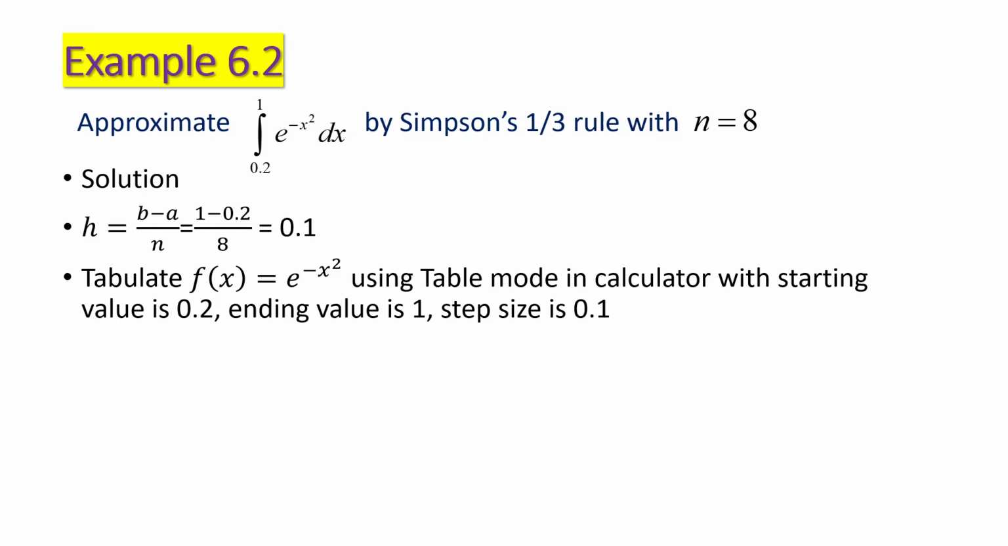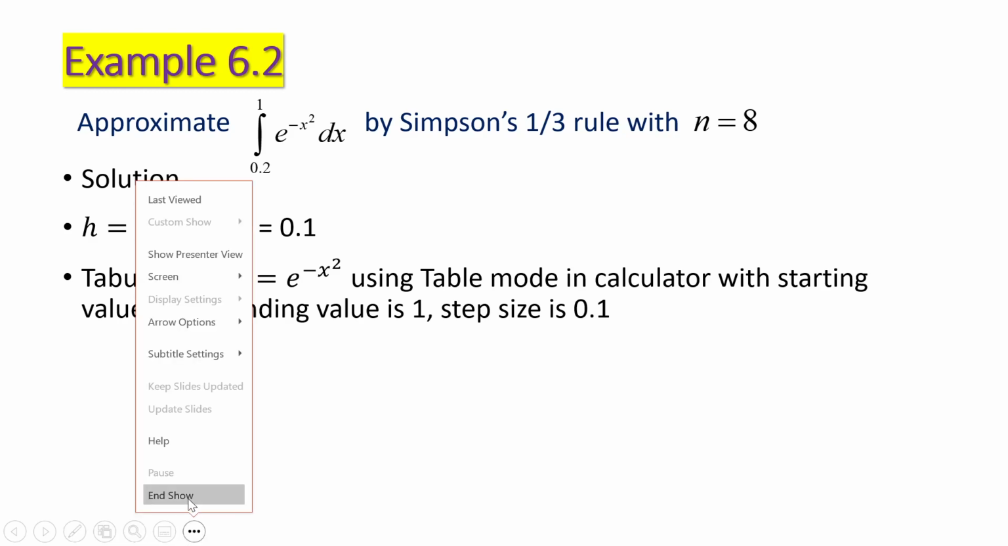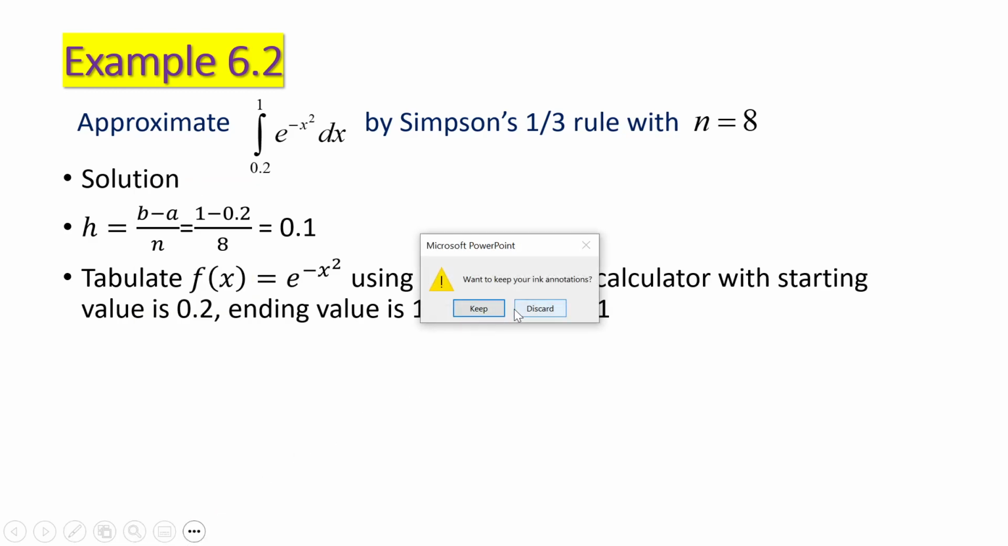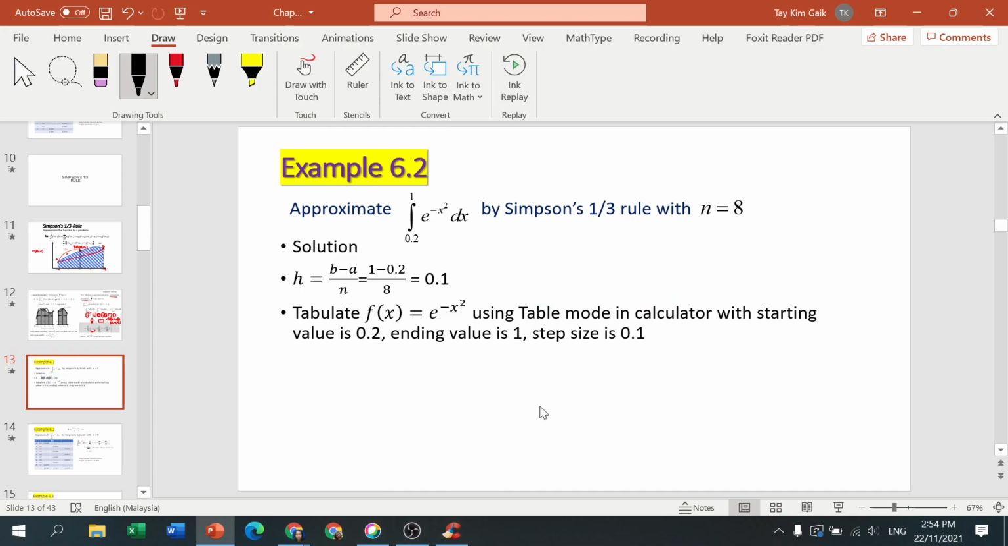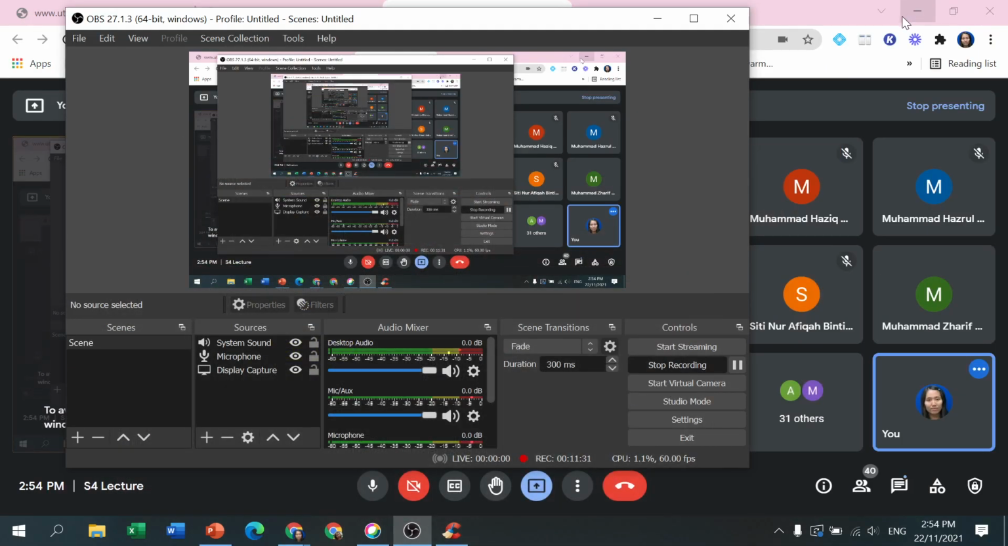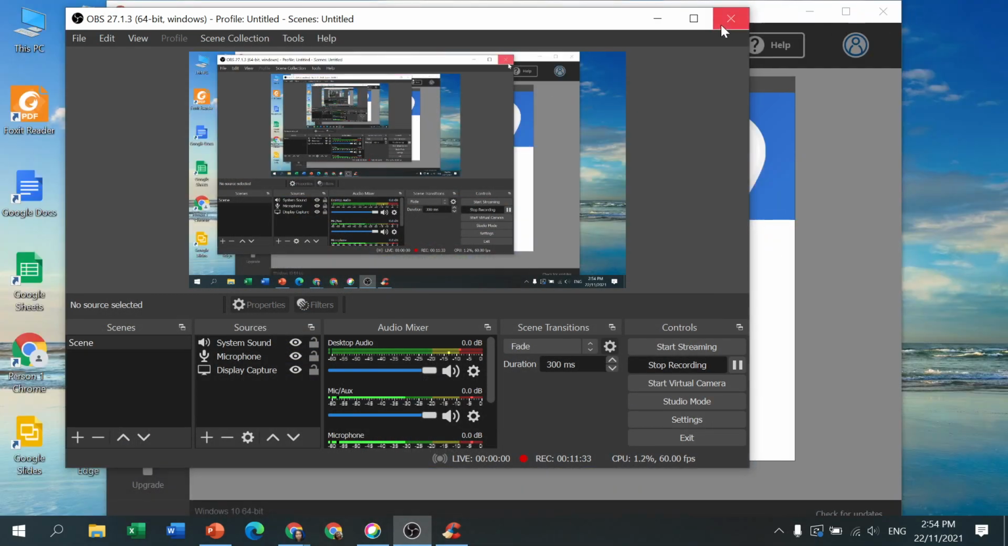And then you can use a calculator to tabulate the functions quickly by just plugging in the starting value, ending value, and the step size. Where's my calculator? Here. Okay. How to find back the calculator?